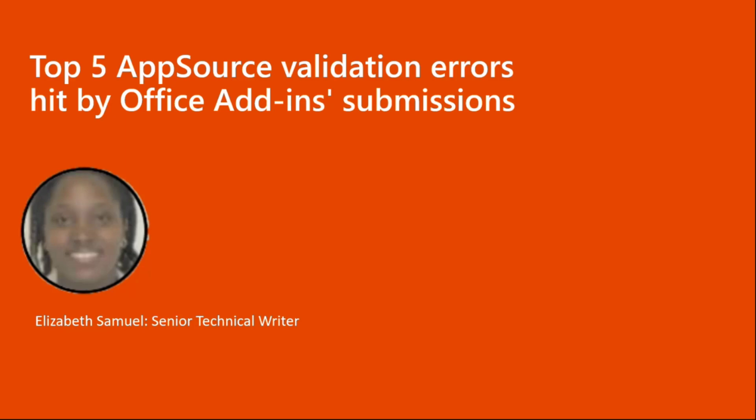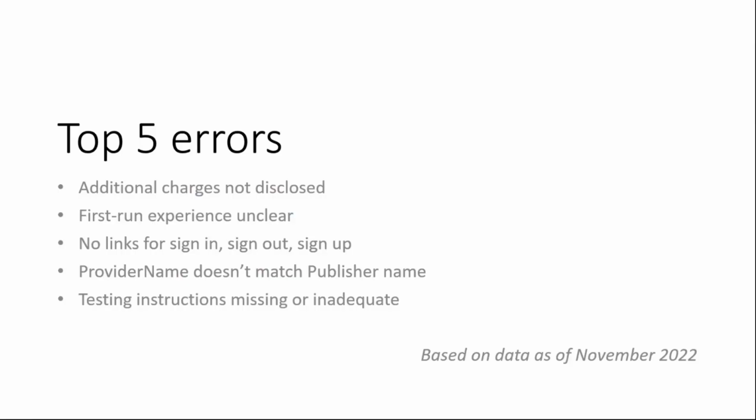I don't know how many of you actually submit to AppSource, and we hope that this is really useful information to the community. The top 5 errors are usually these 5. Additional charges are not disclosed to users. The first run experience is unclear. Sometimes we've seen things where it just says sign in. It doesn't say what the add-in does, anything like that.